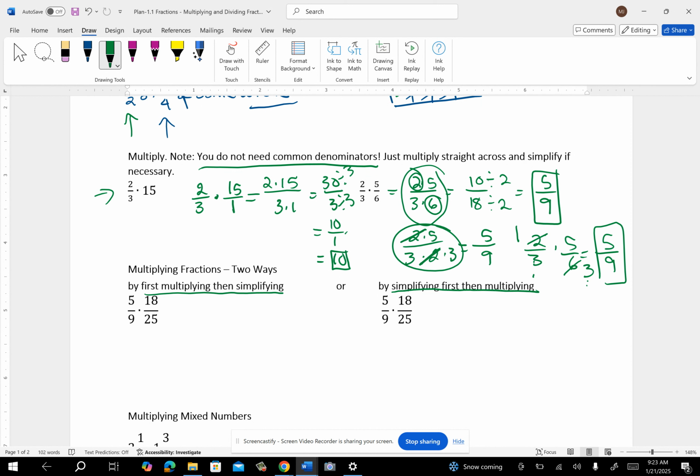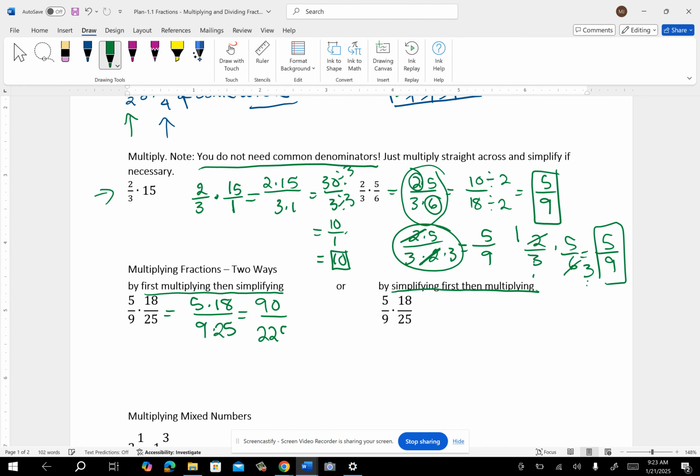All right, so the strict way of doing it, following that algorithm that says when you're multiplying, you multiply straight across, we could do that. And 5 times 18, we could use our multiplication chart if we needed to get the 90. And down there at the bottom, that would be 225.